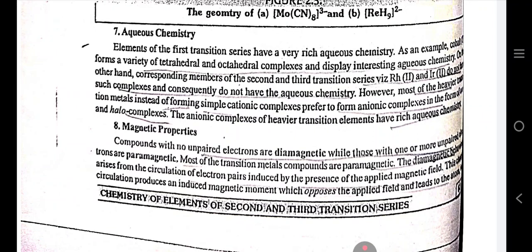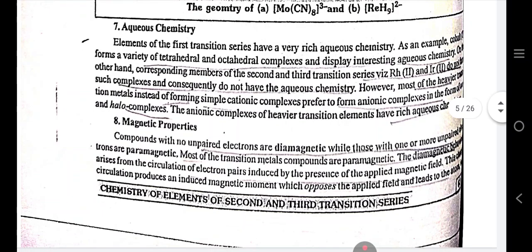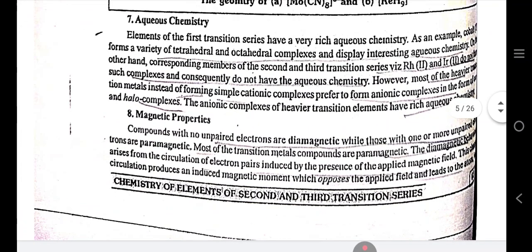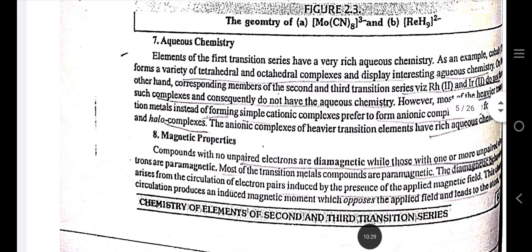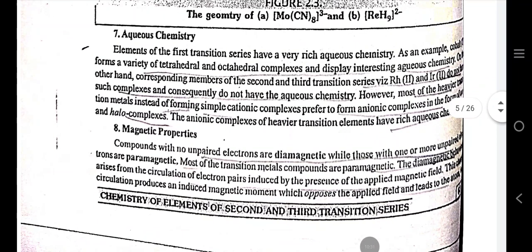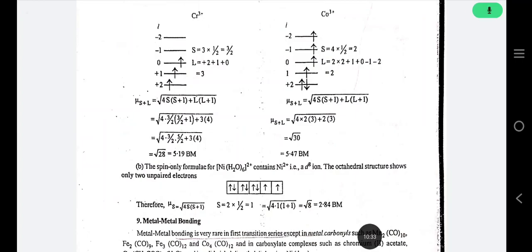Magnetic properties. Compounds with no unpaired electrons are diamagnetic, while those with one or more unpaired electrons are paramagnetic. Most of the transition metal compounds are paramagnetic. The diamagnetic behavior arises from the circulation of electron pairs induced by the presence of the applied magnetic field. This circulation produces an induced magnetic moment which opposes the applied field and leads to the repulsion of the atoms.